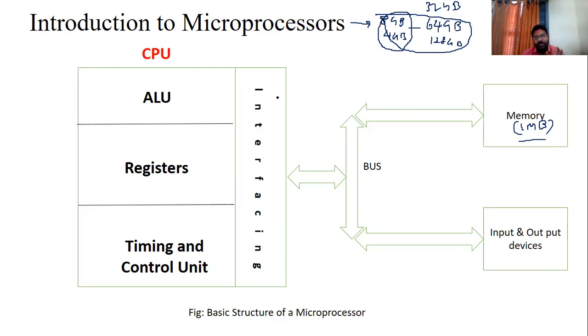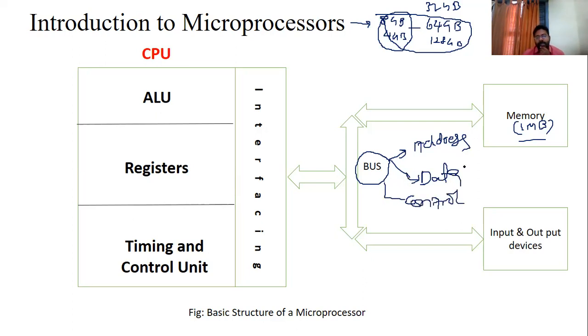Our microprocessor is interfaced between the CPU and the input output devices, and we connect them with a bus, which has a number of lines. There are different types of buses: address bus, data bus, as well as control bus. What is the size of this address bus here? A 20-bit address. And the data is a 16-bit data.